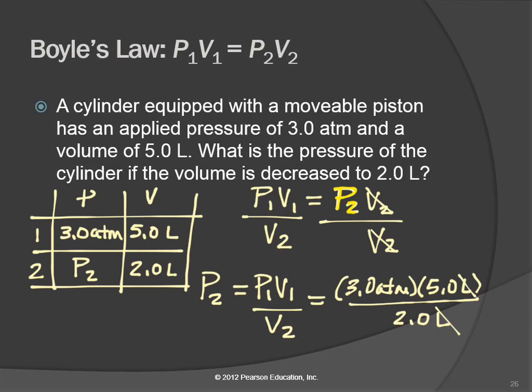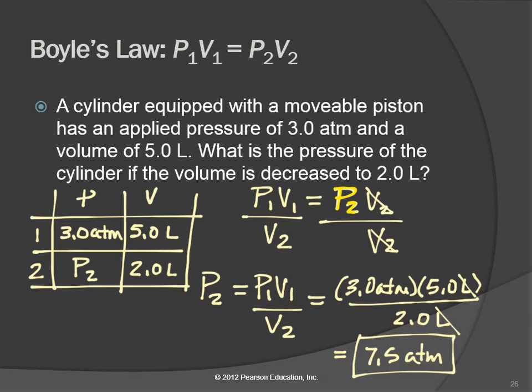I'm rummaging for my calculator. So I'm going to have 3 times 5 divided by 2. Should have done that in my head, but the calculator doesn't lie. So this equals 7.5 atmospheres. All of these numbers have 2 significant figures, and so my answer is going to have 2 significant figures.